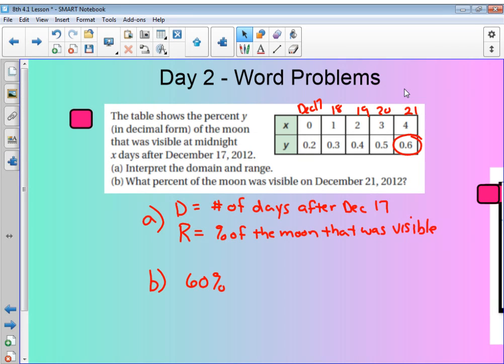Okay, so that's it for this part of the lesson, just mainly focusing on those domains and ranges and understanding that those numbers really are representing true numbers in a real world scenario. Good luck with this.